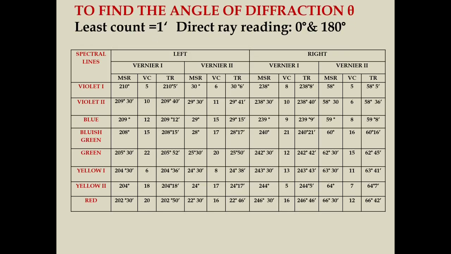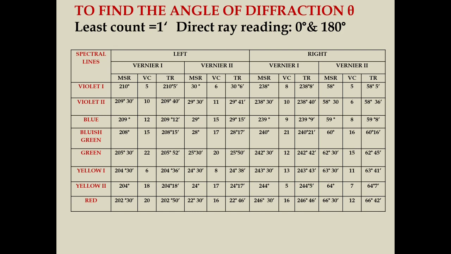Next, we need to find out the angle of diffraction. So in every table, over the top of the table, you have to write the least count equal to 1 minute and the direct ray reading as 0 degrees and 180 degrees, or whatever you get during the experiment as your direct ray reading.